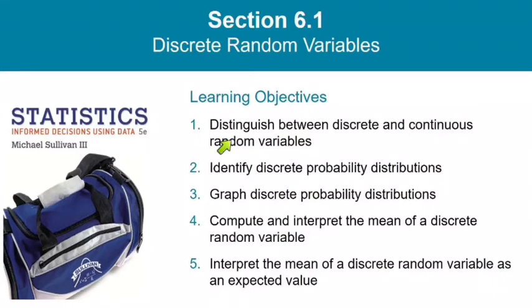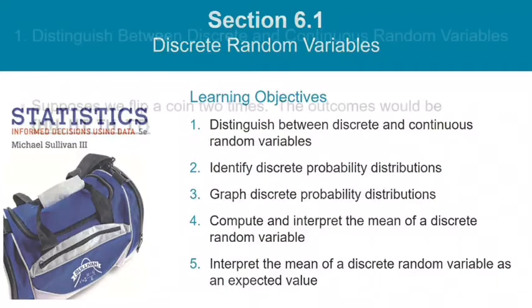In this section we will talk about distinguishing between discrete and continuous random variables. We will learn to identify discrete probability distributions and how to graph them. I'll also show you how to calculate and interpret the mean of a discrete random variable, and we'll also talk about expected value. So that's a lot to get in one lesson, so let's go ahead and get started.